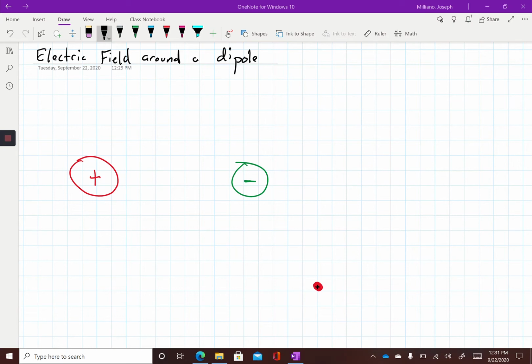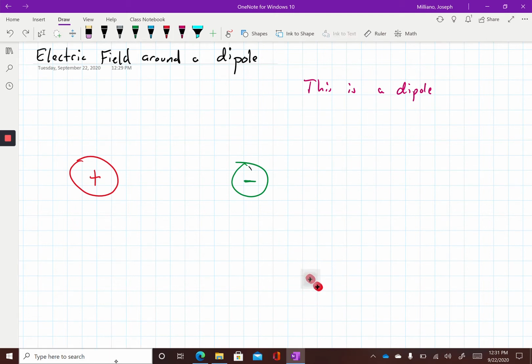In this video, I will draw the electric field lines around a dipole. A dipole is this arrangement where you have a positive charge and a negative charge, and that's what a dipole is. So this is a dipole. Ignore this charge. This charge is not part of the dipole. It is my test charge. And we're going to consider what this little test charge does.